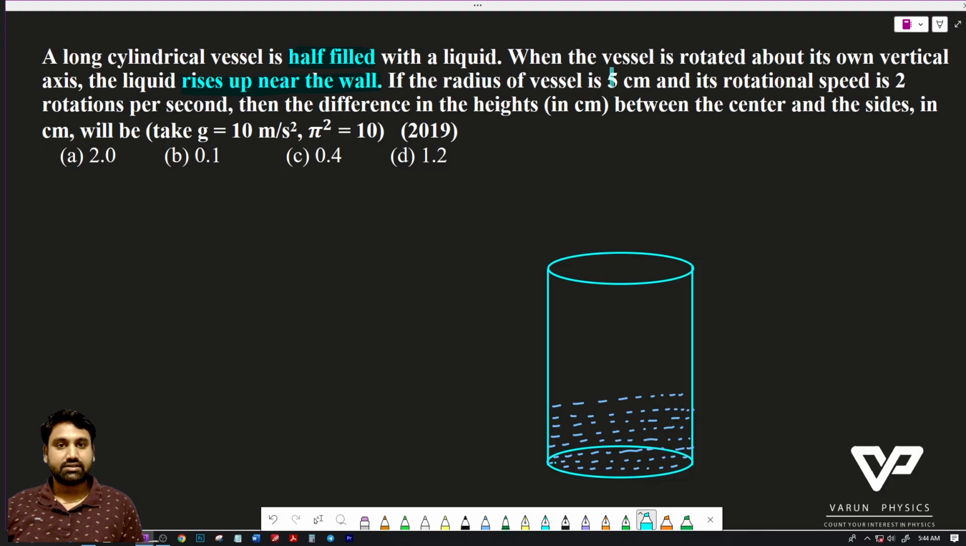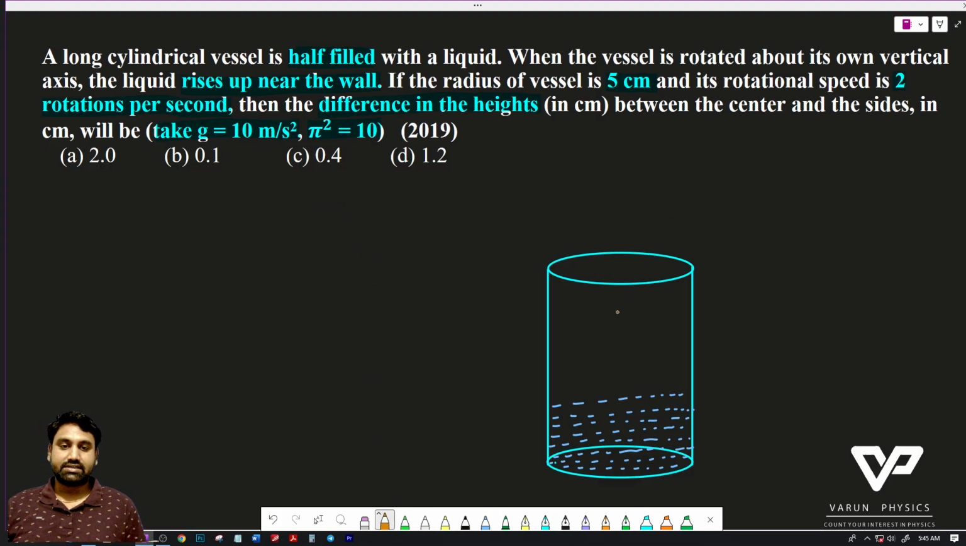If the radius of the vessel is 5 centimeter and the rotation speed is 2 rotations per second, then the difference in the height between the center and the sides is. So he is asking what is the difference in the heights between the center and the sides. And they have given certain values like g is equal to 10 meter per second square and pi square is equal to 10. This is what he is asking us to take.